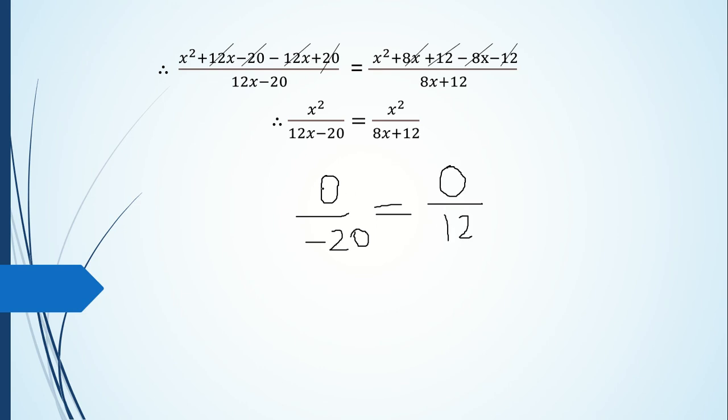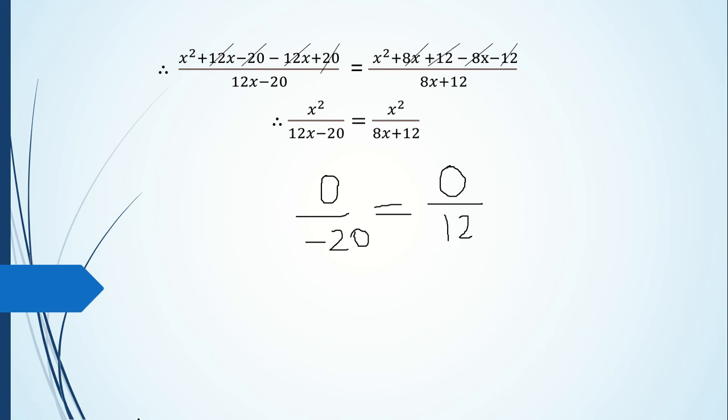So when any number divides 0, the answer is 0. So the left hand side is 0 and the right hand side is also 0. So the equation is satisfied when x is equal to 0. So we can say x is equal to 0 is also possible. x is equal to 0 is one of the solutions of this equation.